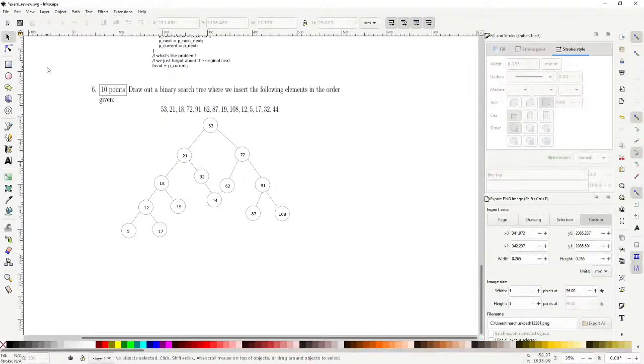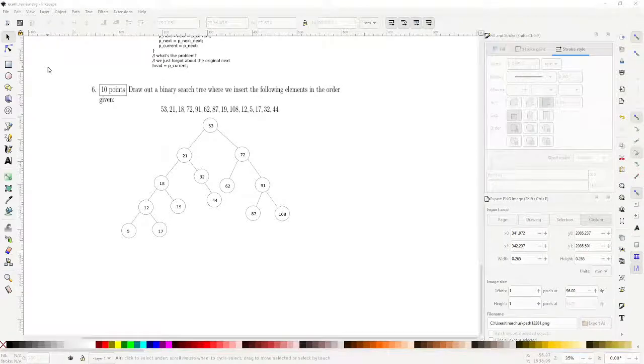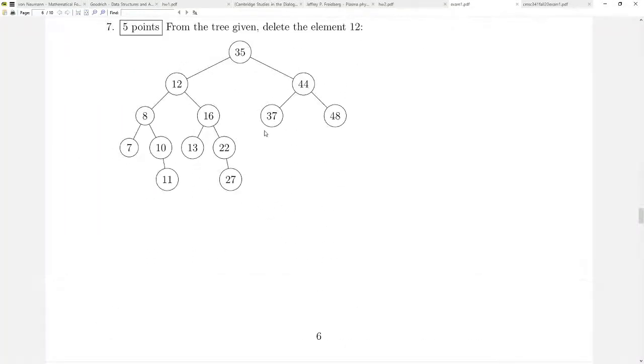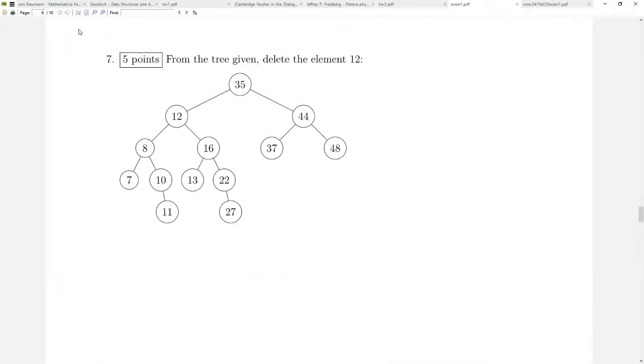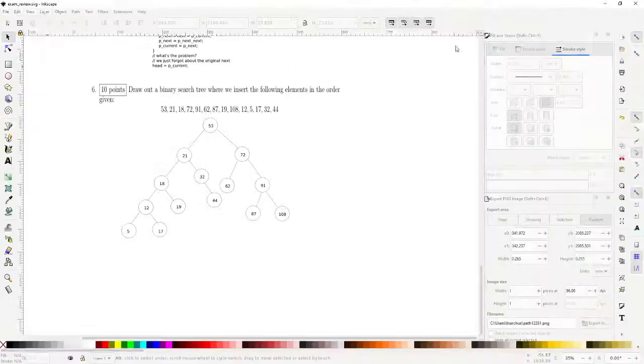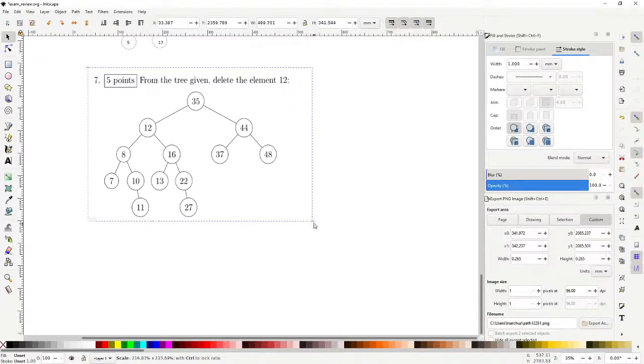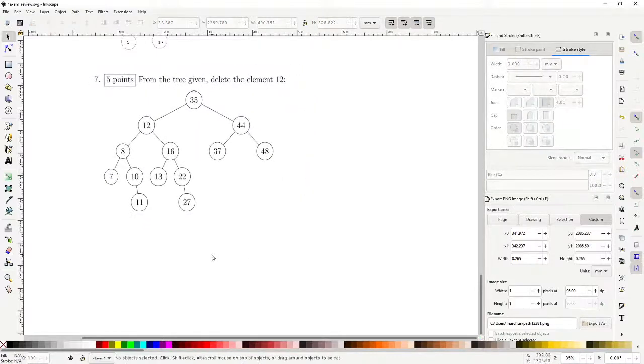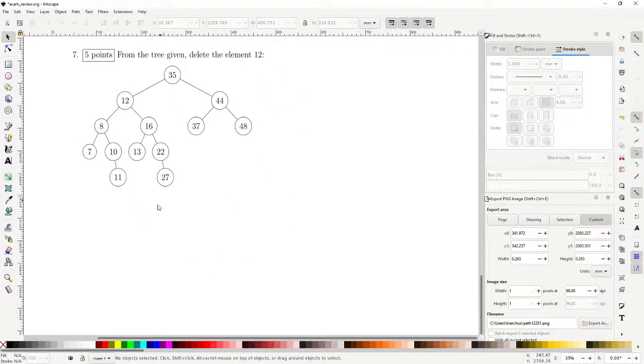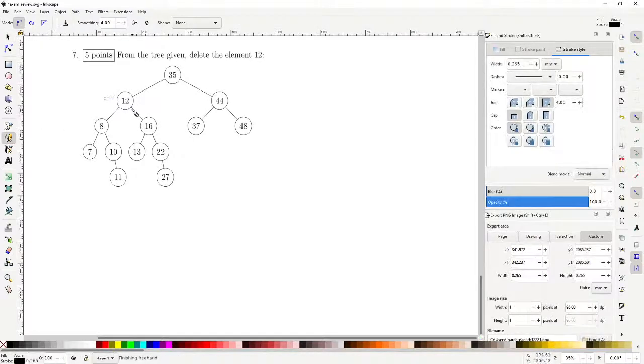Okay. Let's see. Where is it? Here it is. So let's delete. Why is it so small? Let's make it big. There we go. From the following tree, delete 12. So we're going to try to delete 12, which is right here, right?